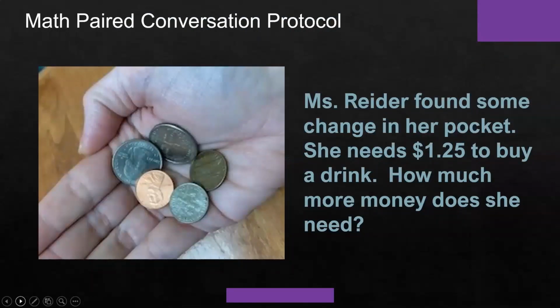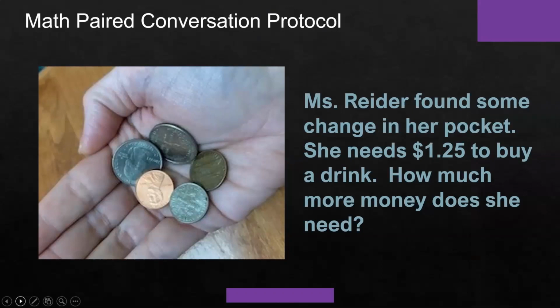The math paired conversation protocol works really well with problem solving in math. I could see it working in science as well. Anything that involves a problem or some kind of question where there could be more than one answer. And so what students are going to do in this paired conversation is work through a process of solving and evaluating their methods and determining which is the most effective, etc.